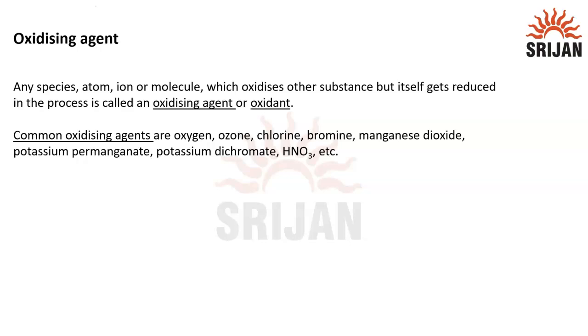So these are simply any species, atom, ion or molecule which oxidizes other substances. Agents work for others. So that's why the oxidizing agent oxidizes the other substance, but it will itself get reduced in the process. So they are called oxidizing agent or oxidant. Common oxidizing agents are oxygen, ozone, chlorine, bromine, manganese dioxide, potassium permanganate, potassium dichromate, nitric acid, etc.